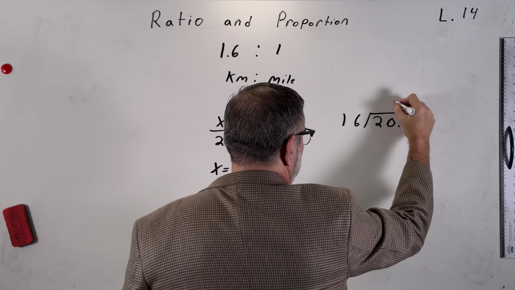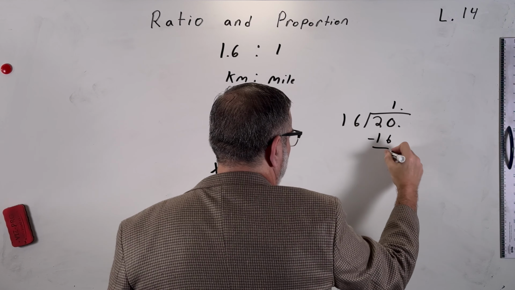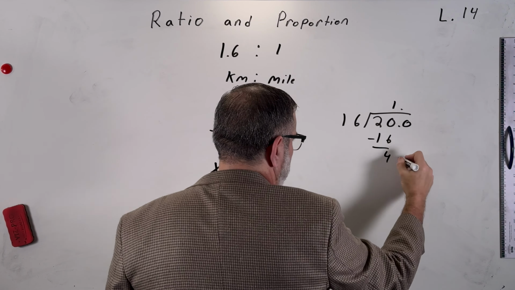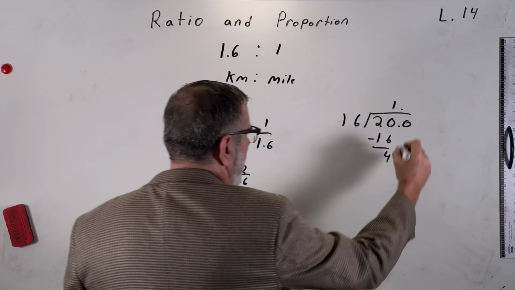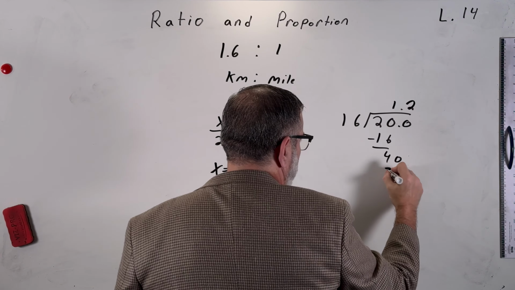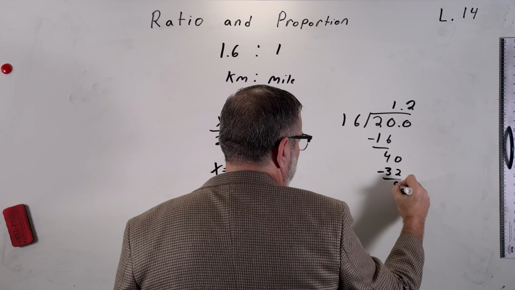16 will go into 20 one time, leaving a remainder of 4. Drop down the next digit. How many times does 16 go into 40? Well, I think we can get it in there 2 times. 16 times 2 is 32. That leaves a remainder of 8.